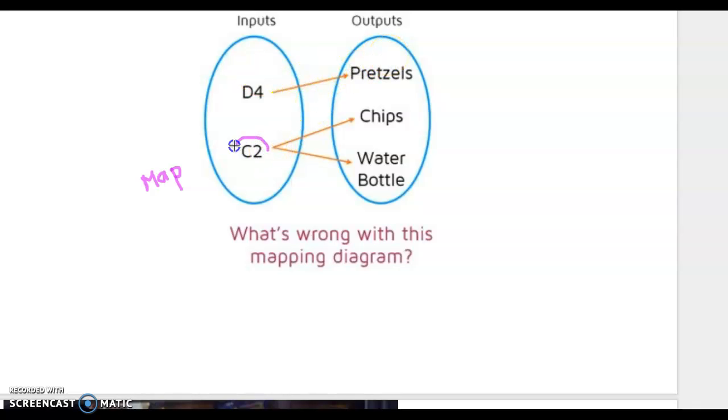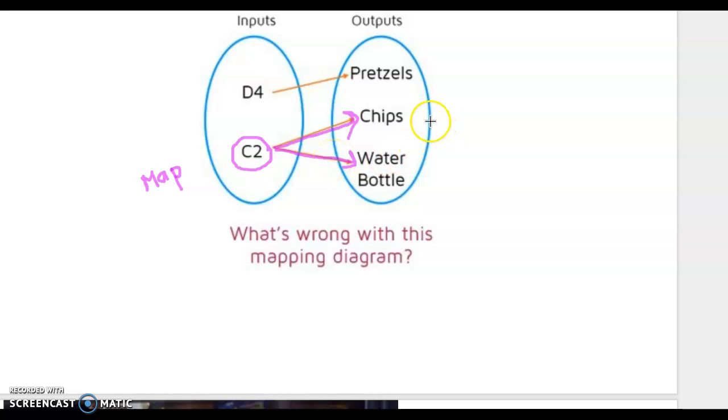But look what's going on here with the C2. If I put C2 into the keypad on my vending machine, notice that I have two arrows coming off of the C2. Well, we all know functions have to be a one-to-one correspondence. This doesn't look like a one-to-one correspondence anymore. Now I have a C2, which was my input, going to two different outputs. So my one-to-one correspondence is now a one-to-two correspondence. One input for two different outputs. How will I know what I'm going to get?